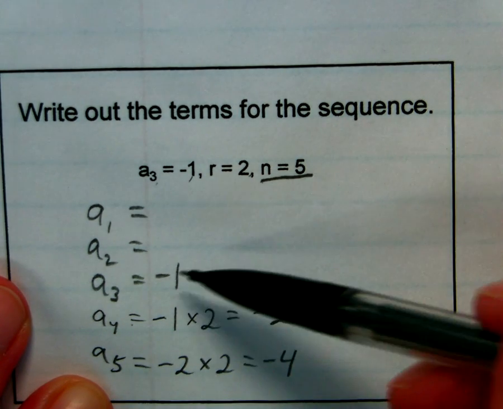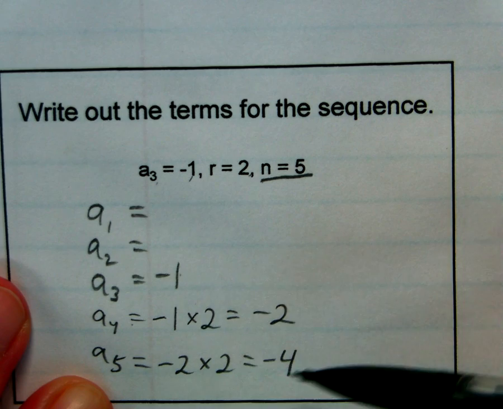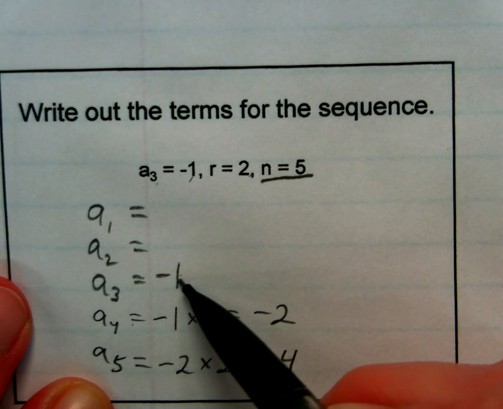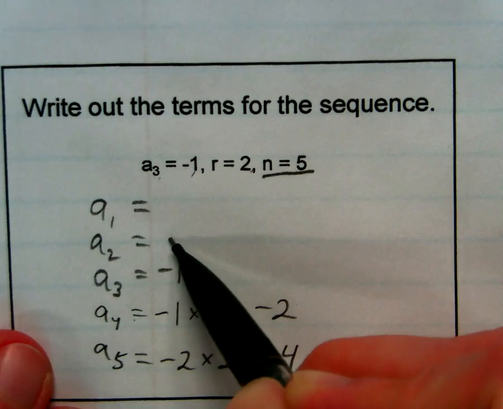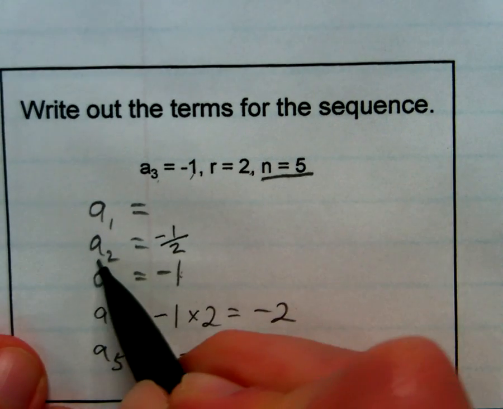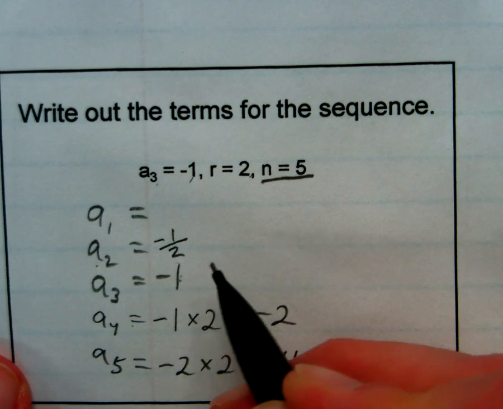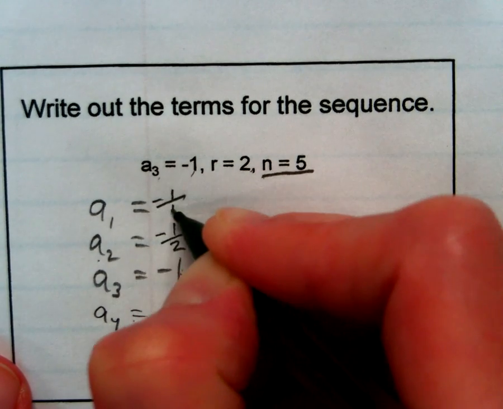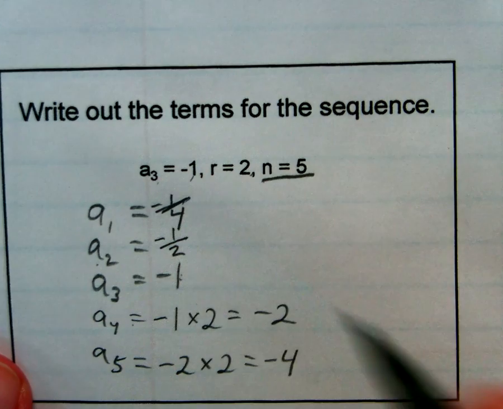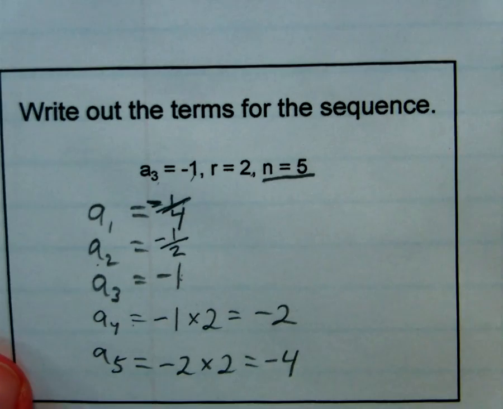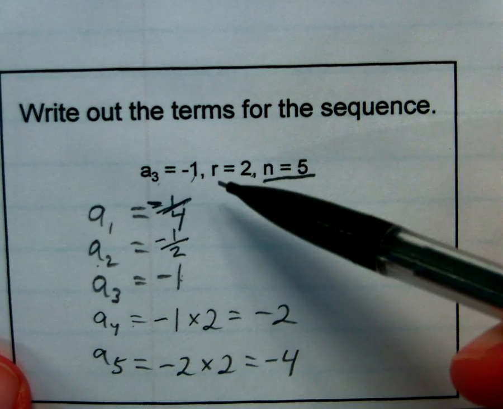So if we think about it, we're multiplying to go forwards. So to go backwards, we'd have to divide. So I would take -1 and divide by 2. So it would just be -1/2. And then if I were to divide by 2 again, I get -1/4. Or you could think of it as being half of a half. Does that make sense? Yeah. So that's a way that you can kind of reason through these.